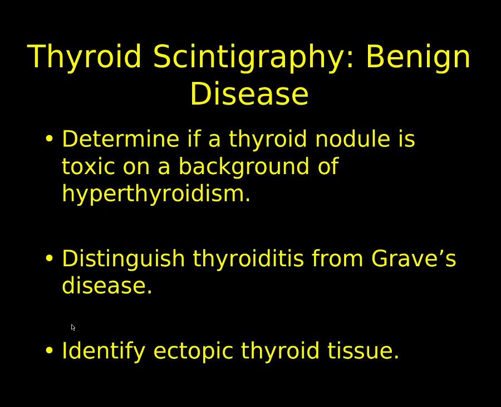So the first one is to determine if a thyroid nodule is toxic when we see a patient who's got background hyperthyroidism. What is a toxic nodule? A toxic nodule is a thyroid nodule which is causing hyperthyroidism. So we may be sent a patient who is hyperthyroid. An ultrasound scan has revealed a nodule. The question is, is this nodule causing the patient to be hyperthyroid, or is it an incidental nodule and the patient is hyperthyroid due to Graves' disease?